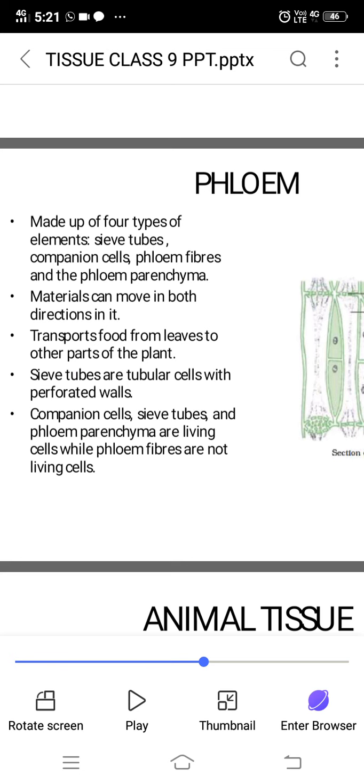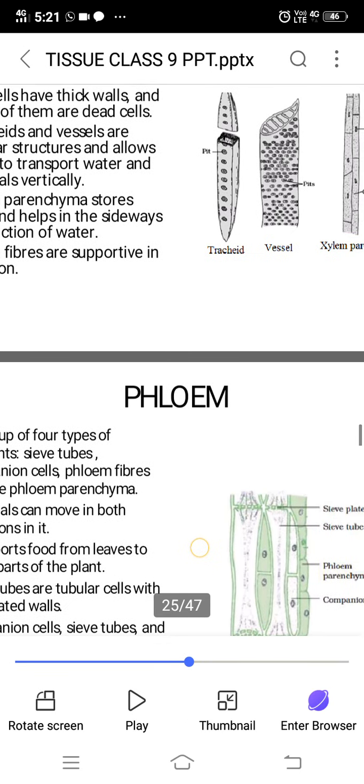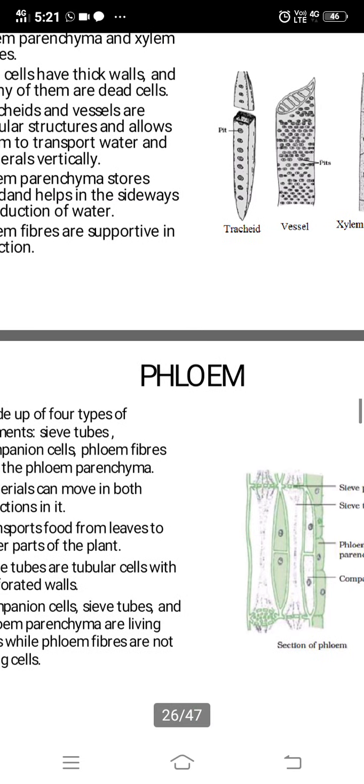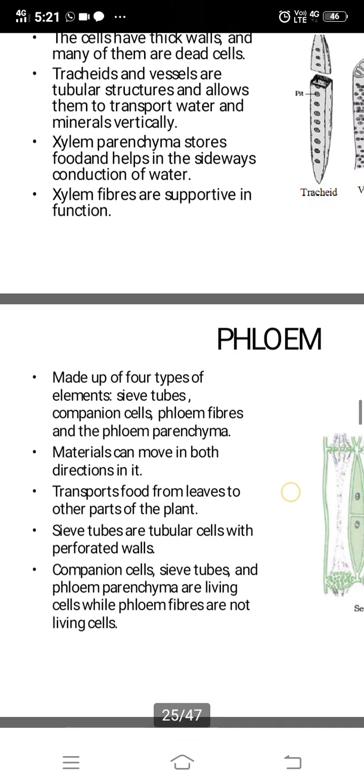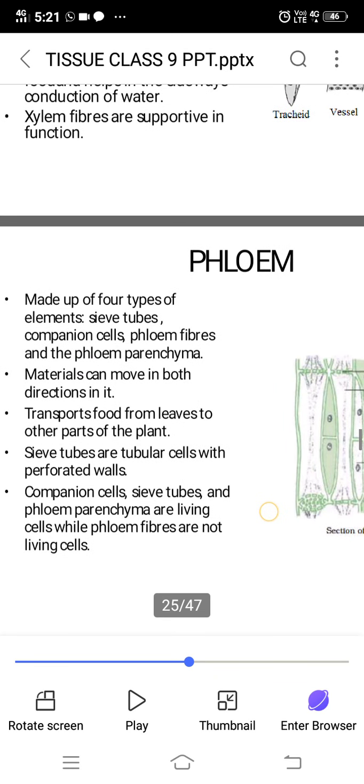are not living cells. So you have to draw the diagrams of xylem and phloem in your notebook and write the notes up till here for today's lesson. We'll continue with animal tissue in the next class.